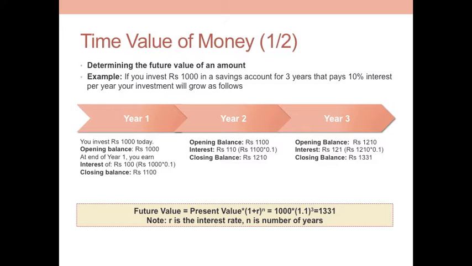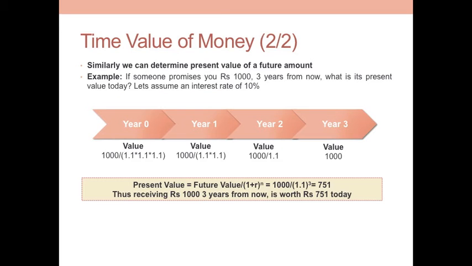You earn another 10% interest on that. So you get more interest now, 110 rupees interest. So your closing balance increases further to 1210 by the end of the year. So each year, your balance grows and you earn interest on that outstanding balance. So cumulatively over time, you're earning interest at the rate of 10%, and that essentially represents your time value of money.